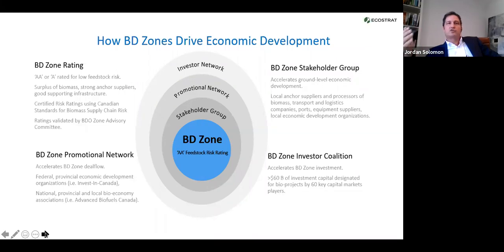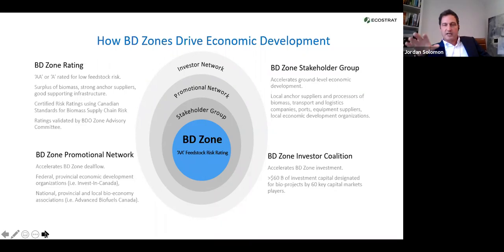BD zones drive bio-based economic development because they leverage a powerful network of local, provincial, and federal economic development organizations to promote and drive development to these zones. And what's more, it harnesses a $60 billion group of key capital markets, the investor network, to drive investment to projects that are located in the BD zones.